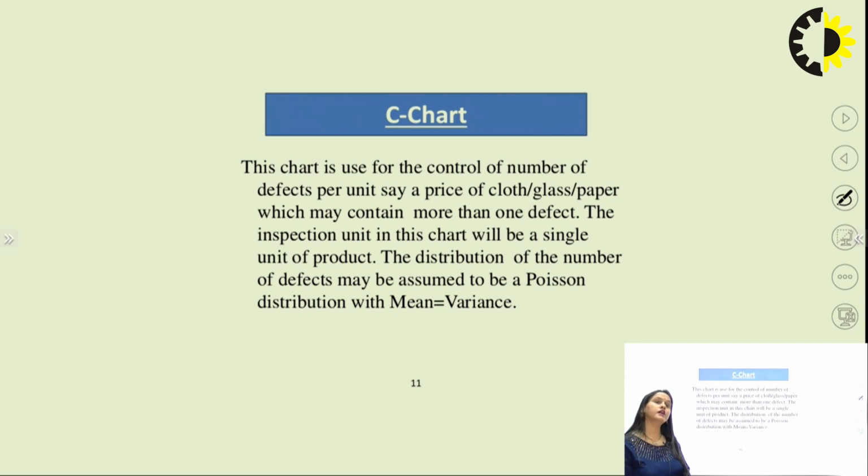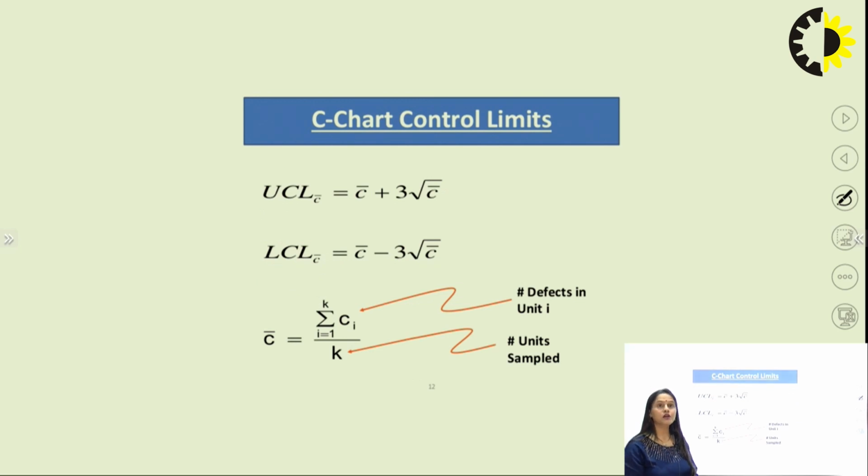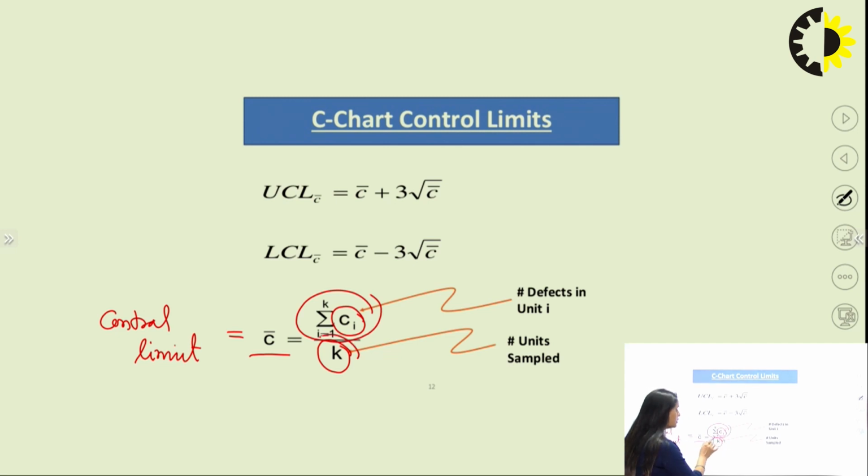Now let us see what the control limits for the C chart are. The first is the control limit, which is called C bar, the total number of defects. C i is the number of defects in a particular unit, and K is how many units are being examined. So what is C bar? It is the total number of defects upon the units sampled. This gives us the value of C bar, which we consider in the C chart as the control limit.